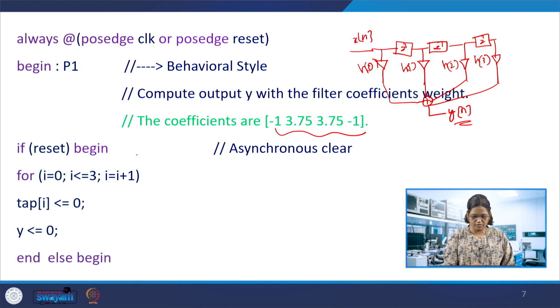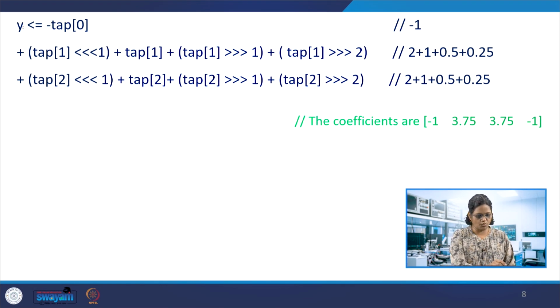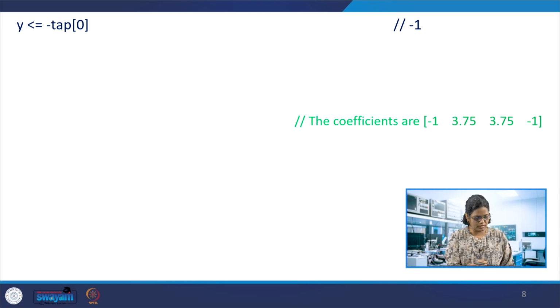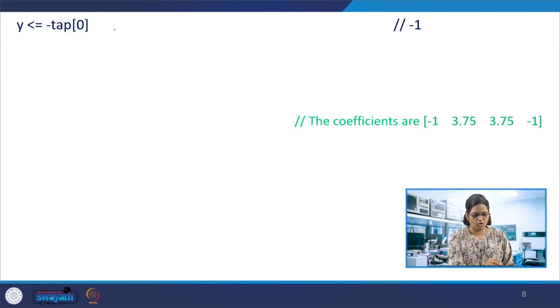So, end if reset is not true, then else begin. So, we would be giving the y output, else what should be the output? If reset is 0 or reset is 1, the output is essentially 0. If not, then what should be the y?